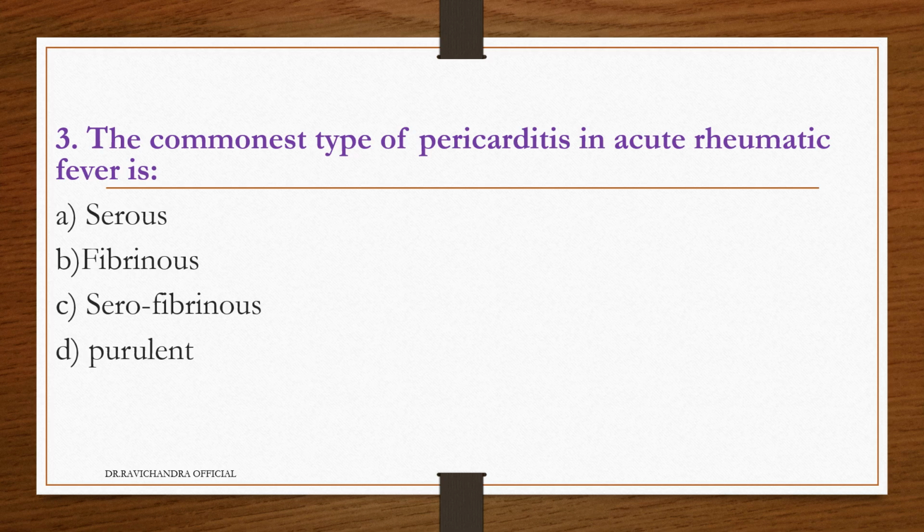Coming to the third question, the commonest type of pericarditis in acute rheumatic fever is A. Serous, B. Fibrinous, C. Serofibrinous, D. Purulent. The correct answer is fibrinous.